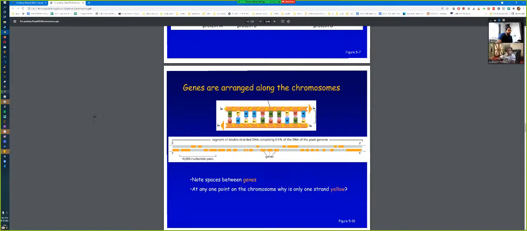So, essentially, we have this double strand over here. This entire thing is a segment of double-stranded DNA, comprising 0.5% of the DNA.